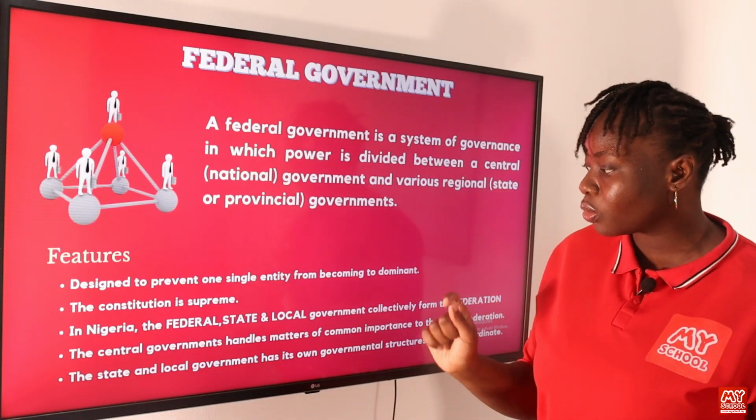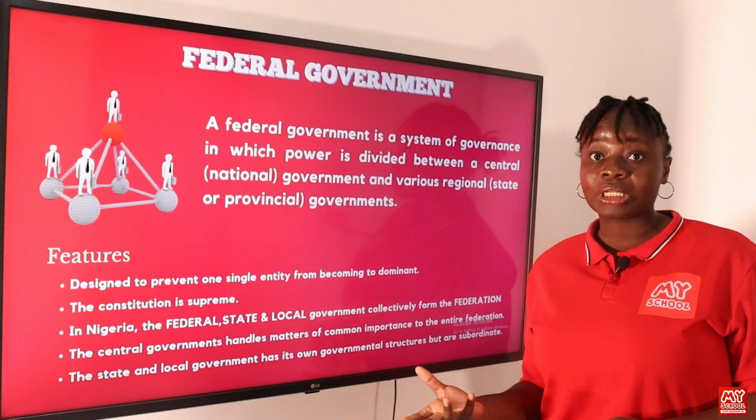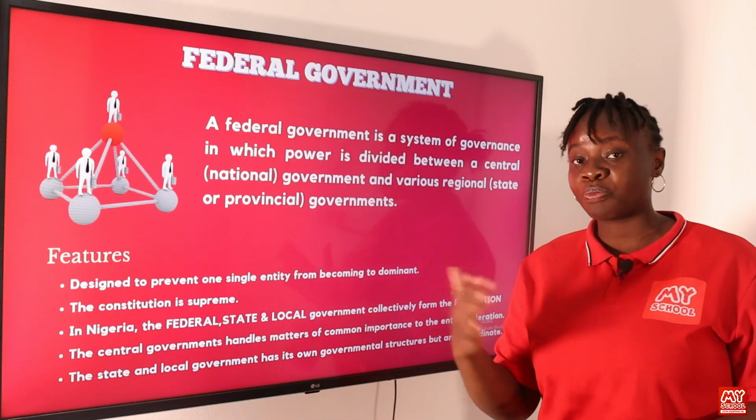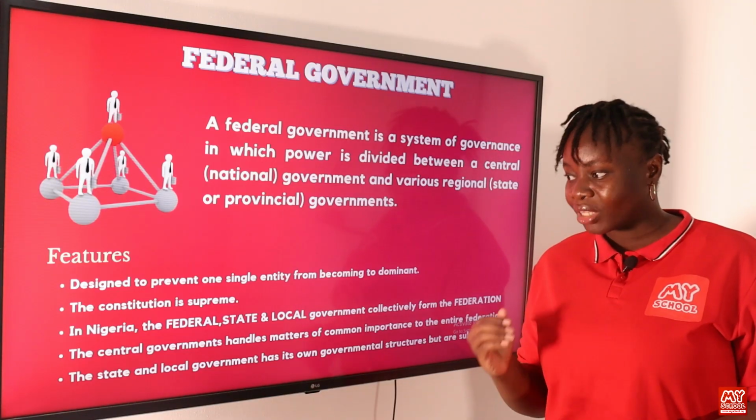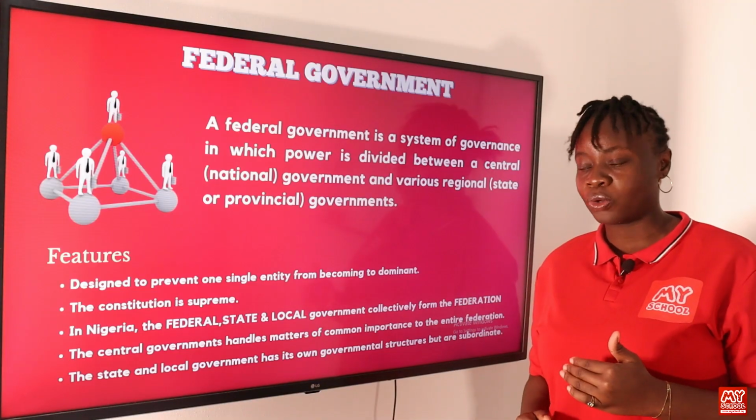In Nigeria, the federal, state, and local governments collectively form the federation. This is unlike some other societies where they just have a federal and a provincial government. But here in Nigeria, we have three tiers of government, three levels of government: federal, state, and local governments.